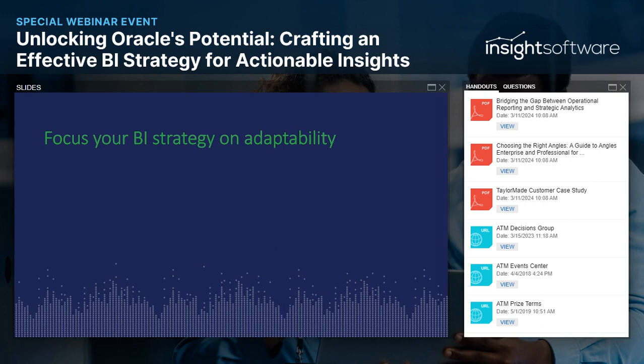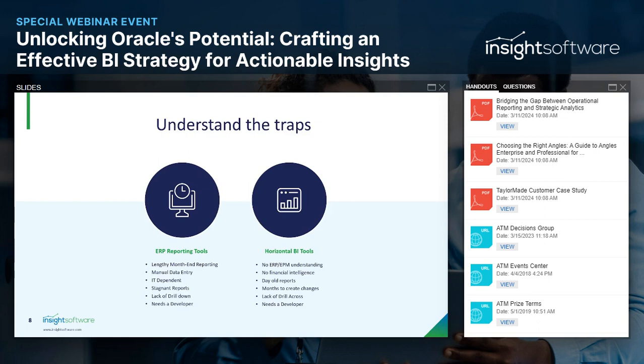And that's where we are today. So, how can you craft a BI strategy that works with your Oracle ERP and can deliver the insights your business needs? First, you need to understand the traps. One of the reasons organizations aren't seeing the expected benefits from the ERP system is because of that poor reporting that we talked about earlier.